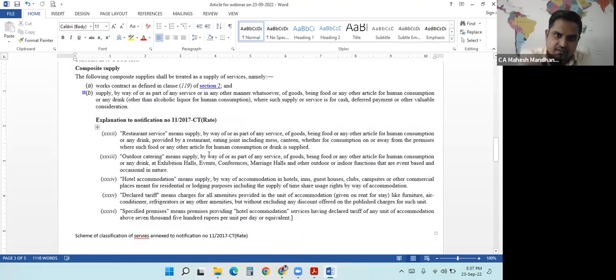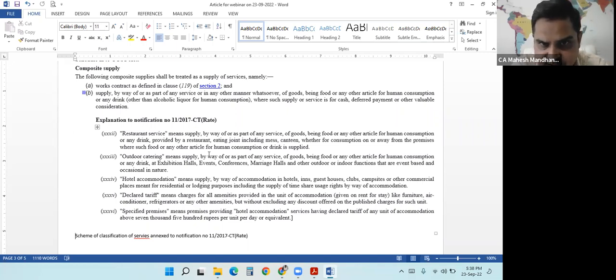So we have seen restaurant service. As I have told, any supply of food by anyone, cooked food or prepared food to order, will be treated as a service as per Schedule 2. But whether it should be treated as a restaurant service or not, that is still a gray area. As per the circular issued by the CBIC, supply of prepared or cooked food to order by any person will always be treated as a supply of restaurant service, which does not match at all with the settled position of the law.